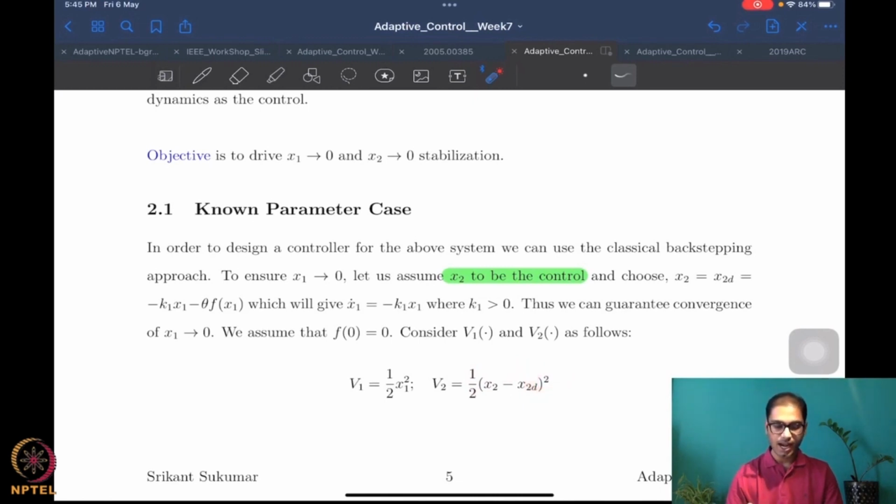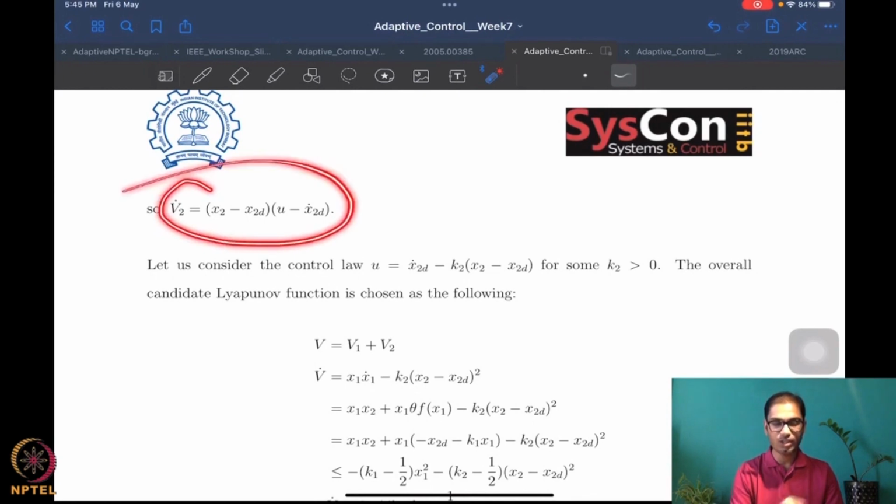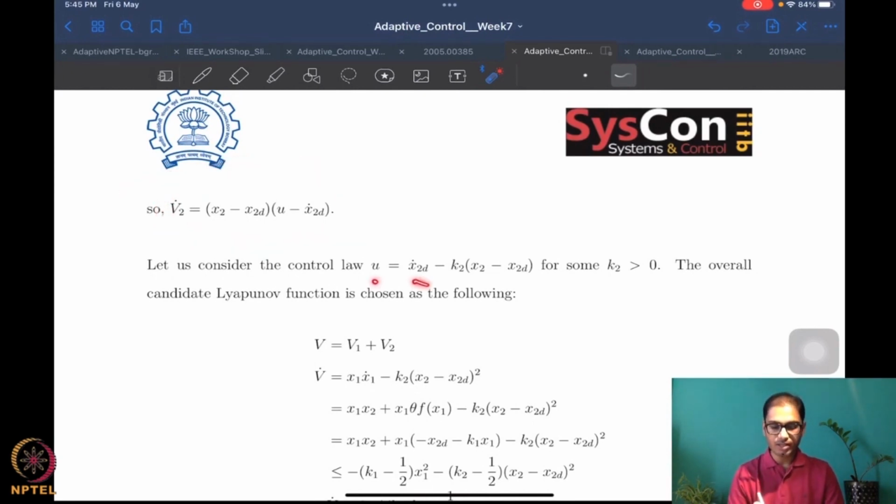All right. And now we know very well that V2 dot turns out to be of this structure, right? And if we choose u to be x2 desired dot minus k2 (x2 minus x2 desired), then I know that this gets cancelled out and I get a nice negative term. So I get basically V2 dot as minus k2 (x2 minus x2 desired) whole squared. All right. So this is where we were, and we're going to start from here.